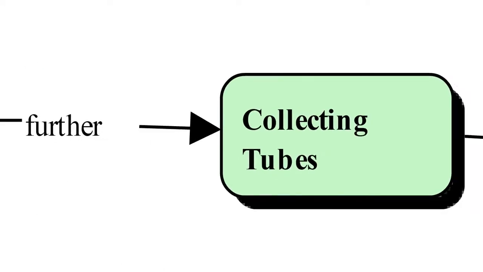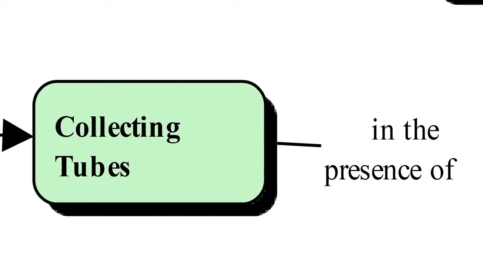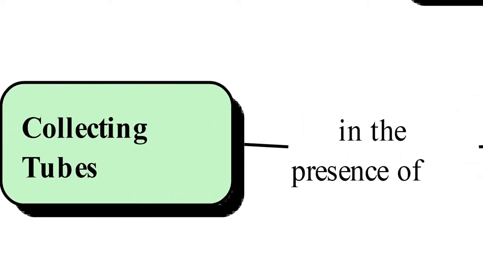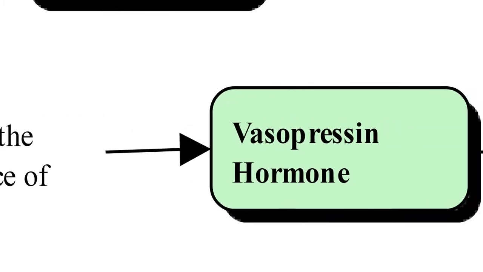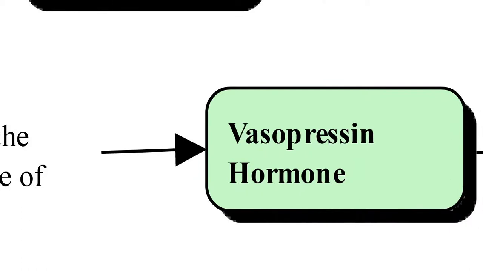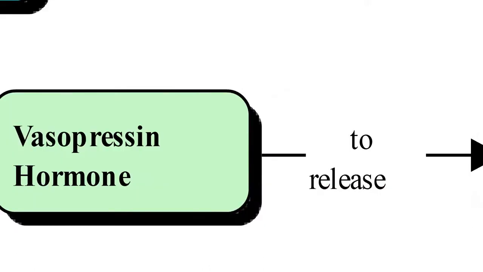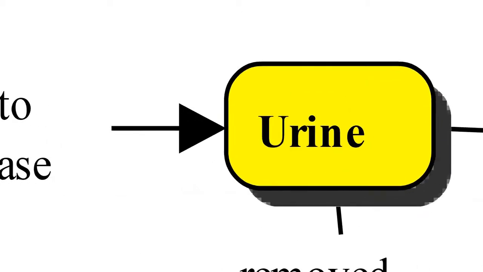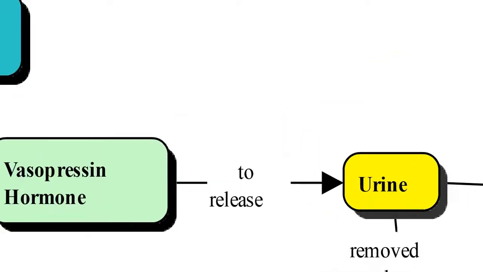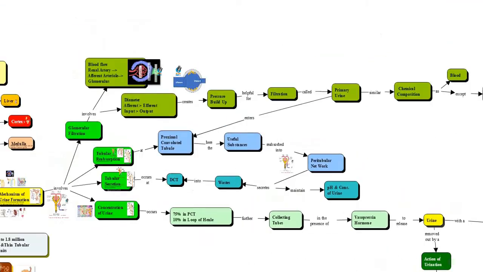Further, the urine is concentrated in the collecting tubules also, and this concentration in the collecting tubules occurs in the presence of a specific hormone known as vasopressin. So in the presence of this vasopressin hormone, the urine is further concentrated in the collecting tubules, and here the final concentration occurs, and later the concentrated filtrate is excreted as urine. In this way, urine is produced in the case of human beings.